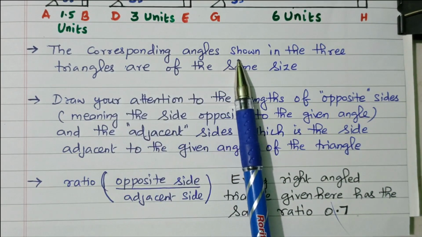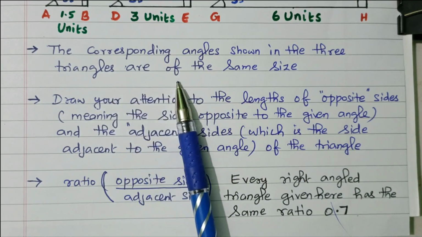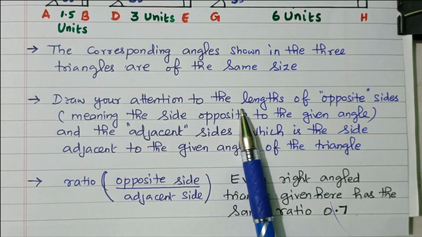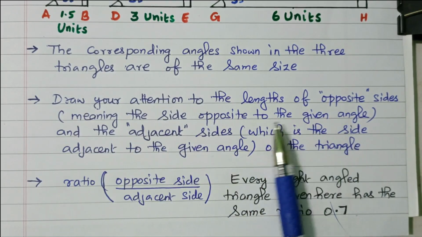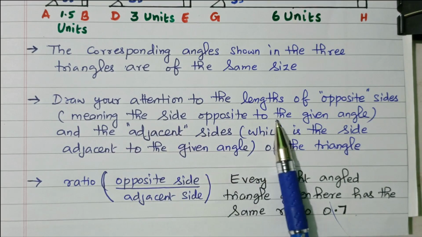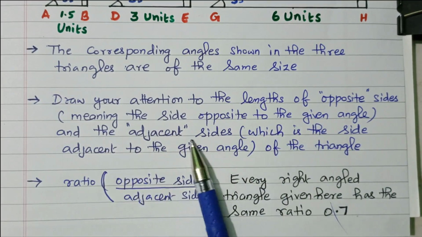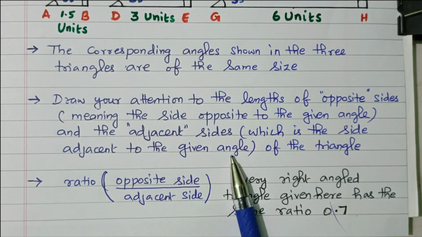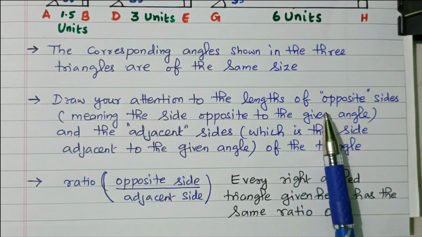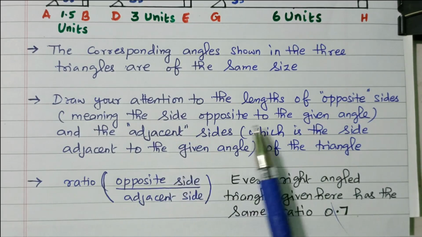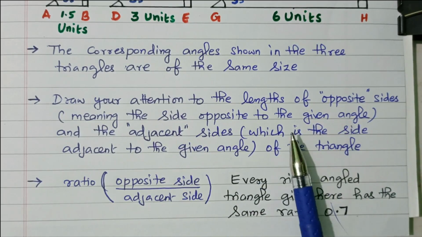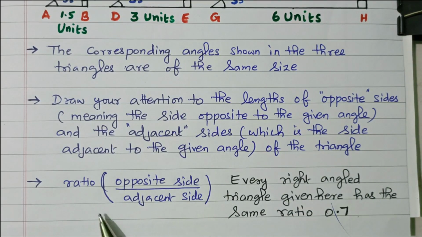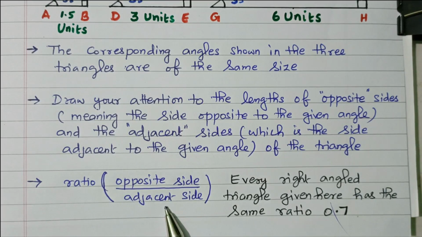The corresponding angles shown in the three triangles are of the same size, that is 35 degrees. Draw your attention to the length of the opposite side. The opposite side means the side opposite to the given angle, and the adjacent side means the side adjacent to that given angle of the triangle. Adjacent to the angle is called the adjacent side. So we are finding the ratio of opposite side by adjacent side.